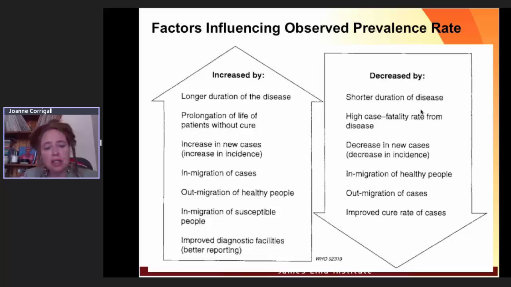Healthy people could be migrating out and so forth. Decreases in prevalence can come from a shorter duration of disease, high case fatality, in-migration of healthy people, or out-migration of people with HIV, for example. So you can go through those by yourselves in detail and just give some thought to how each would affect the prevalence. But they're pretty straightforward.